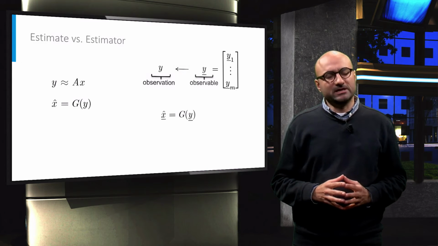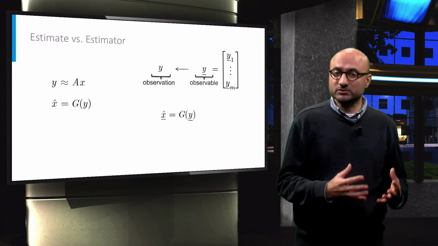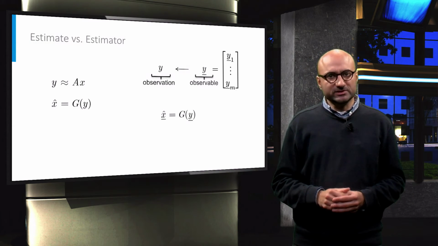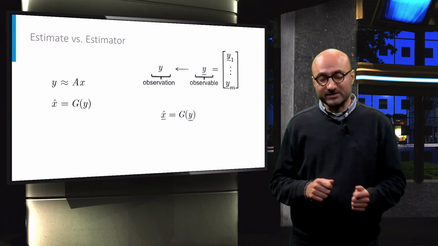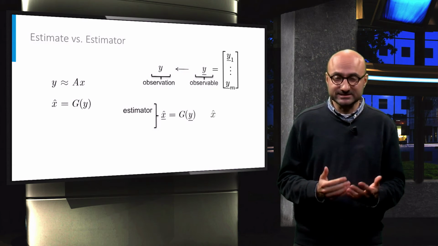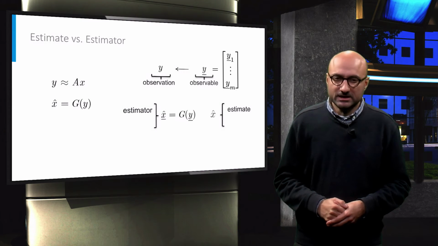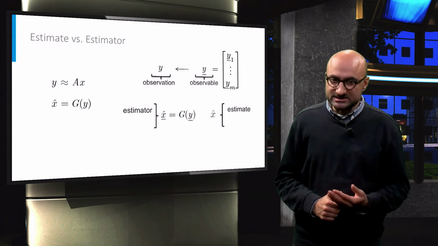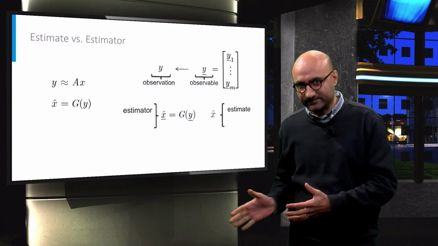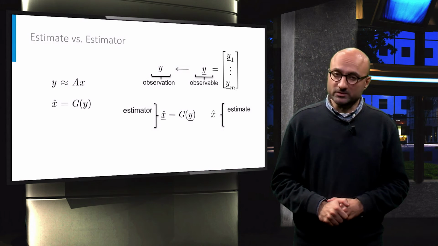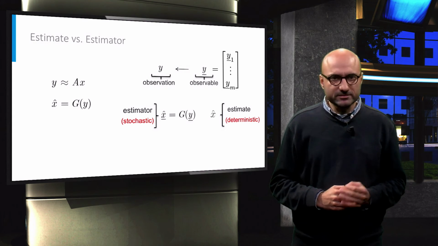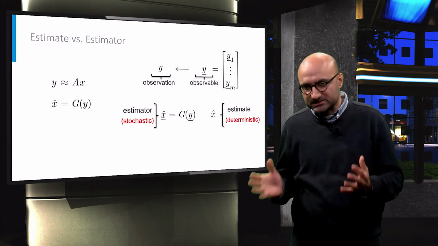In the same way, if we apply the function g to the observable vector underline y, we get the random vector underline x hat. It is important here to stress the distinction between underline x hat and x hat. The random vector underline x hat is called the estimator of x, and x hat itself is called an estimate of x. We can say the estimate x hat is simply a single realization of the random estimator underline x hat. What I've just said, in other words, is that the estimate is a deterministic value, but the estimator is a stochastic variable or a stochastic vector.